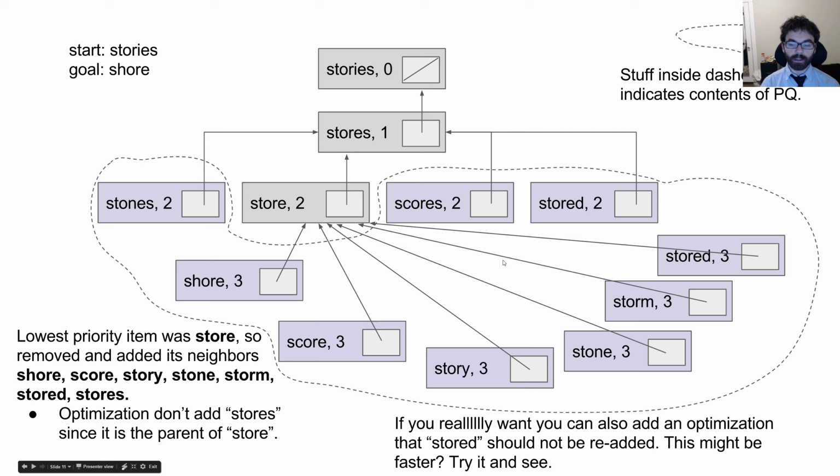Now, some of you may note that stored is on the priority queue twice, and some of you don't like that. What you could do is add an optimization to make sure that you never have a duplicate word. You could do that in many different ways. You can try it out. It might be faster. Maybe try and see if that's useful, though it's not required for the autograder, and depending on how you implement it, it might actually make your code a lot slower.